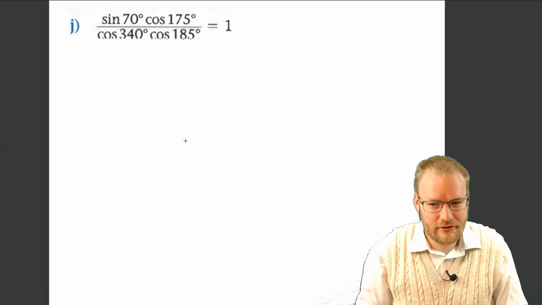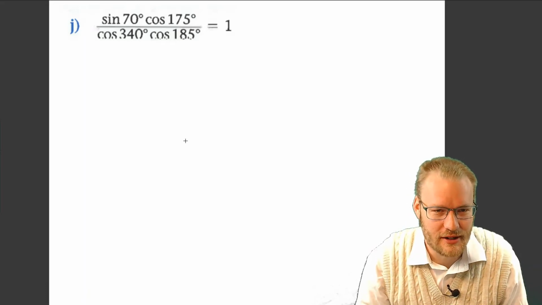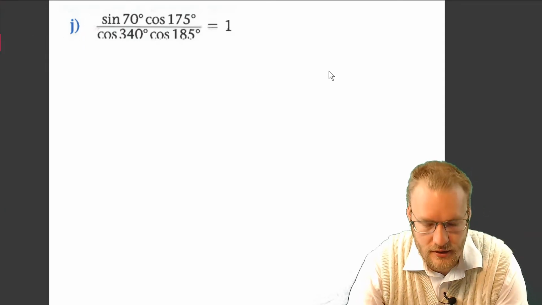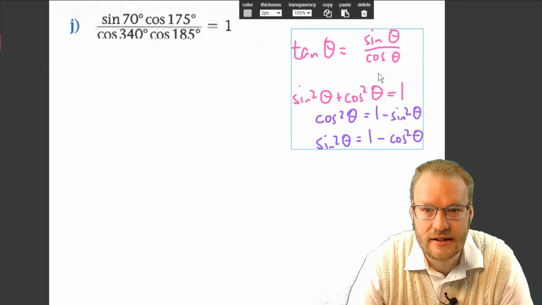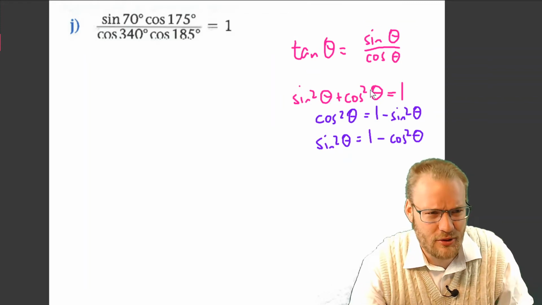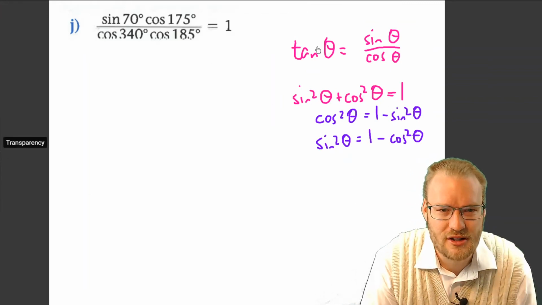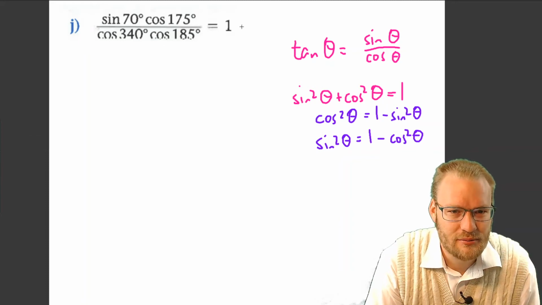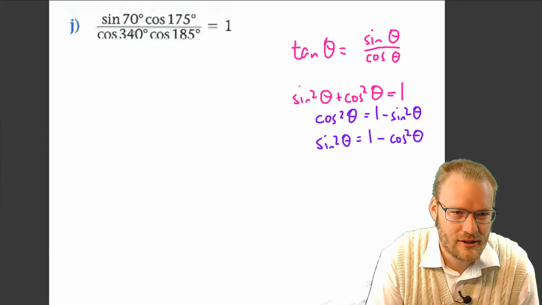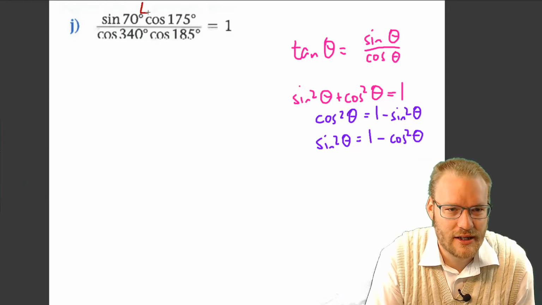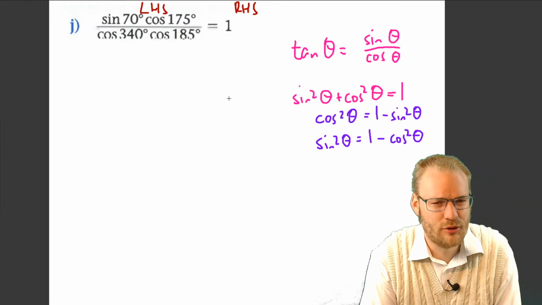Question J, and suddenly we've got a whole lot of numbers with us. Although we've got this for reference, tan theta equals sine theta over cos theta, we wrote that down, but I'm not sure how much we're going to use it. We're ending up with 1. If we've got the left-hand side equals the right-hand side, well, that's what we're trying to prove.